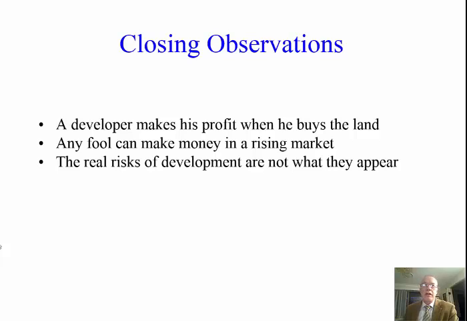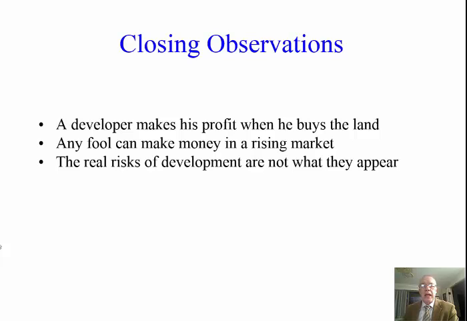I've got two of the most important ones up here, and also a discussion point, which is the third point, and we'll just finish by going through these. The first one is that a developer makes his profit when he buys the land. Now, if you go through the developer equation and you think about the timing, the developer buys the land today based on his estimates of the values, the costs and the realisation, which is going to happen 6 months, 12 months, 2 years down the track.